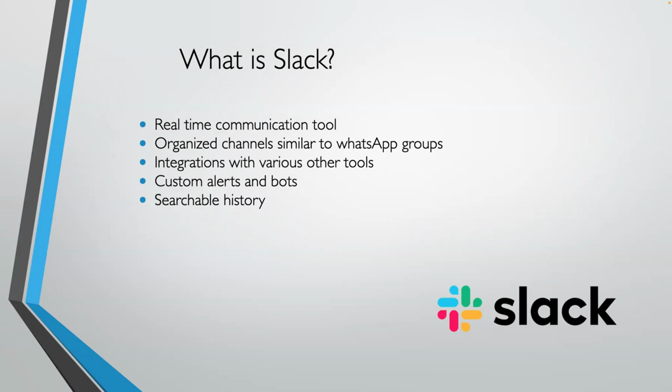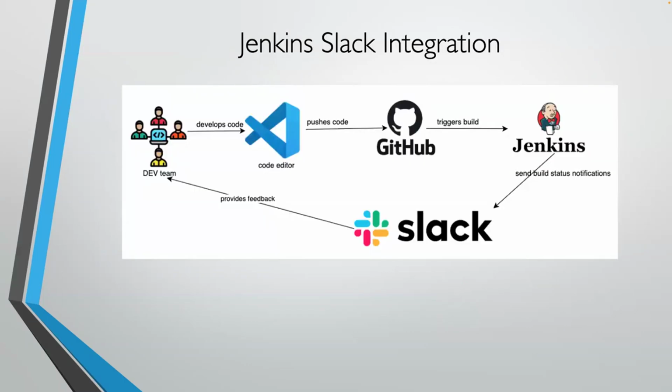And then Slack also has the ability to search through the history, right? So if you wanted to see what you chatted about with someone, let's say, a month before, you have the ability to search as well. So this diagram clearly talks about how you can integrate with Slack. What is a typical use case?